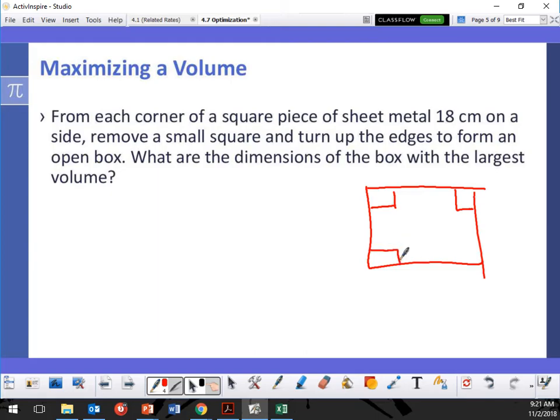So we're cutting out corners and then folding it up. The more that I go up on this, the more I'm cutting off, the less surface area I'm using, right? So it's reducing the surface area, but I'm trying to maximize this. Okay, so if it's going to be square, let's call this an X, a square cut out of every corner.